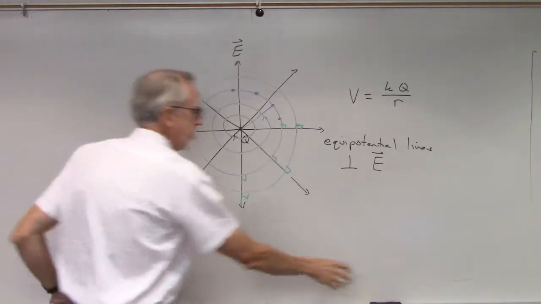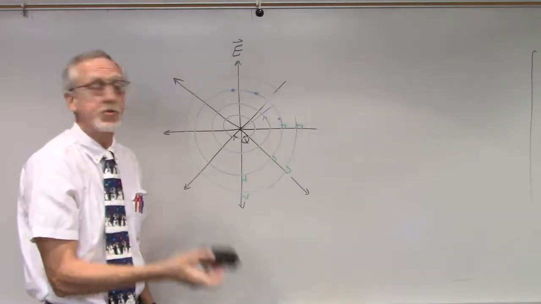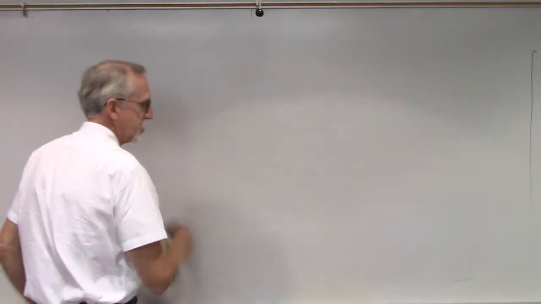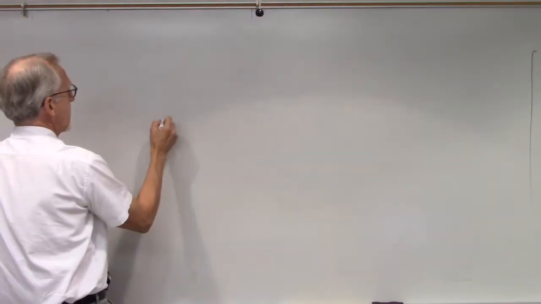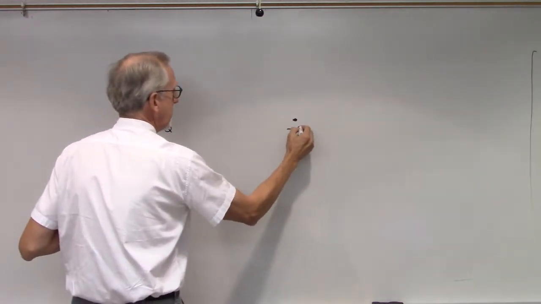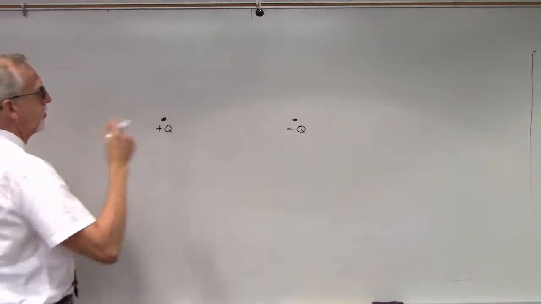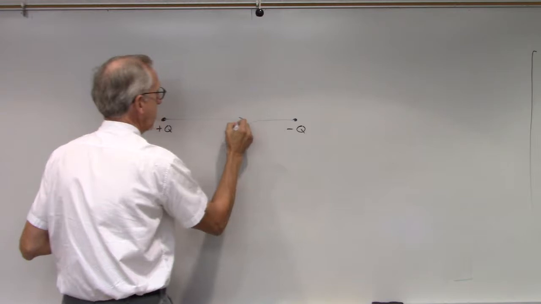Well, the next one that we looked at when we were looking at electric field lines was for a dipole. So let's see if we can figure out what the equipotential lines look like for a dipole. We've got a positive charge, plus Q, and a negative charge, minus Q. And what we know is the electric field lines go from the positive charge to the negative charge, something like this.